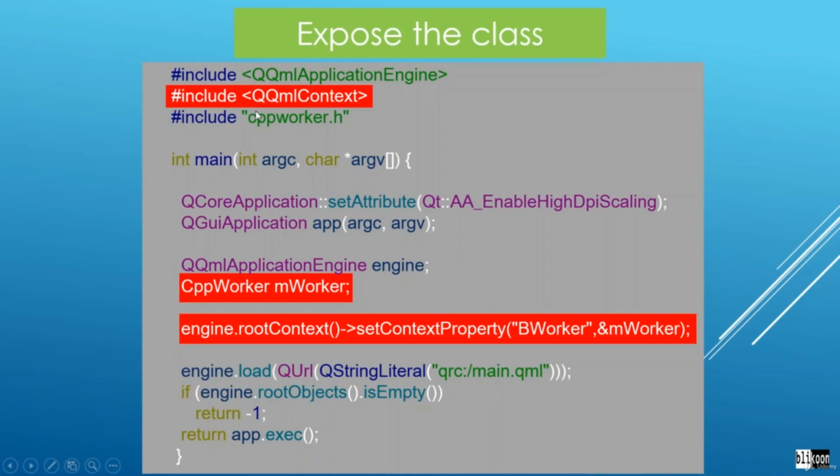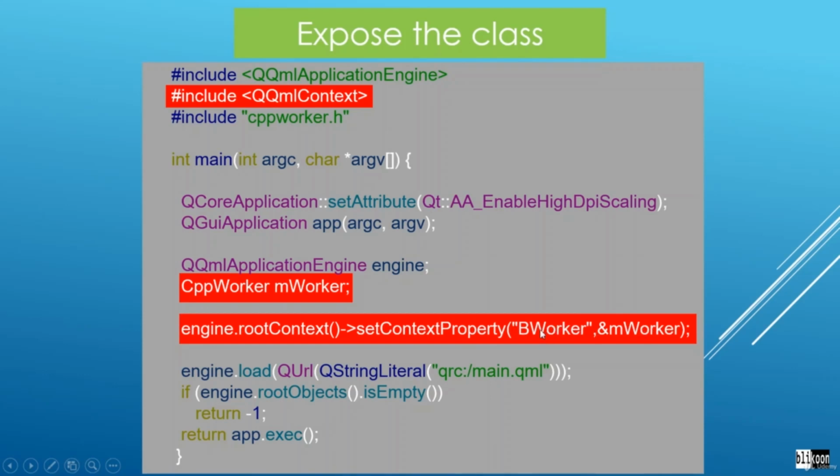Here we have an example main CPP file. The first thing you see here that is important is we are importing QQmlContext. Down here, we are declaring our own object of the CPPWorker class that we declared in a previous slide. And we are saying engine root context set context property here. This is how you pass your class to be recognizable from QML.